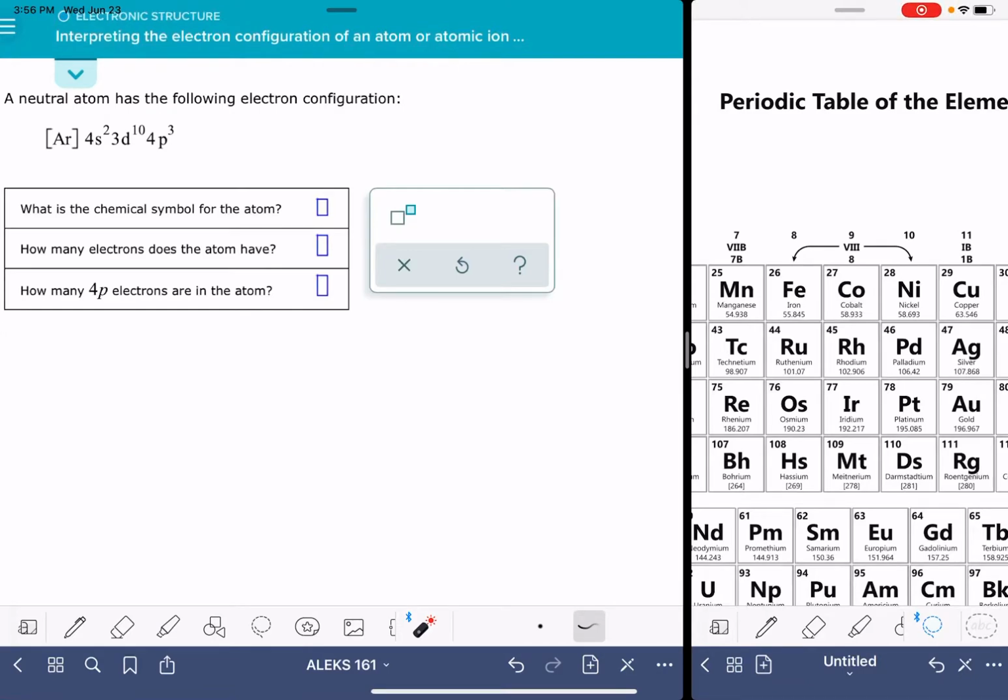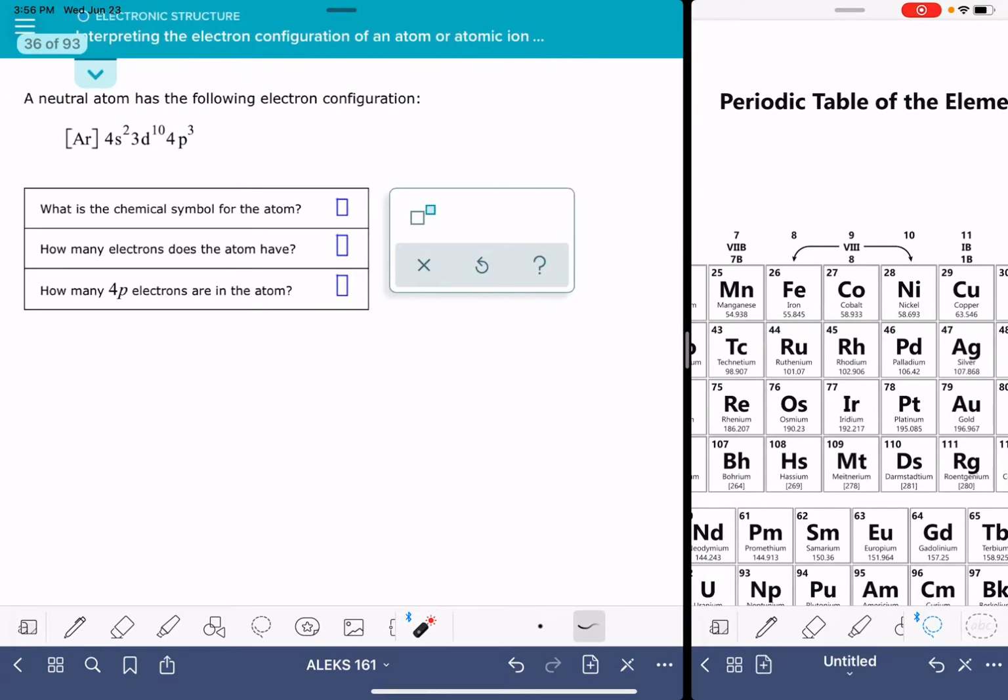In this video, I'll show you how to solve the ALEKS problem called Interpreting the Electron Configuration of an Atom or Atomic Ion in Noble Gas Notation. So this problem is going to give us an electron configuration that uses a noble gas abbreviation, and it's going to tell us that it is either a neutral atom, or it's an anion, or it's a cation.